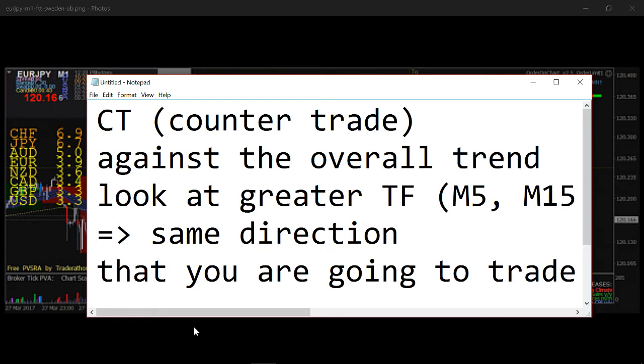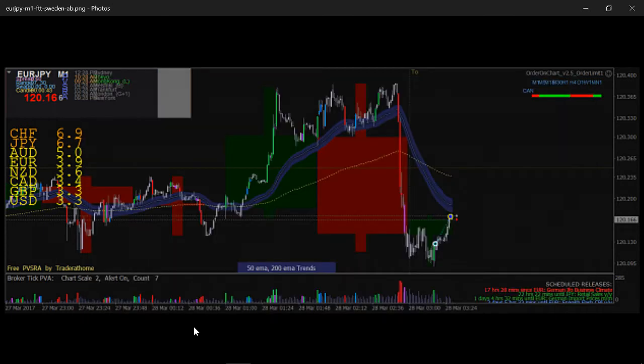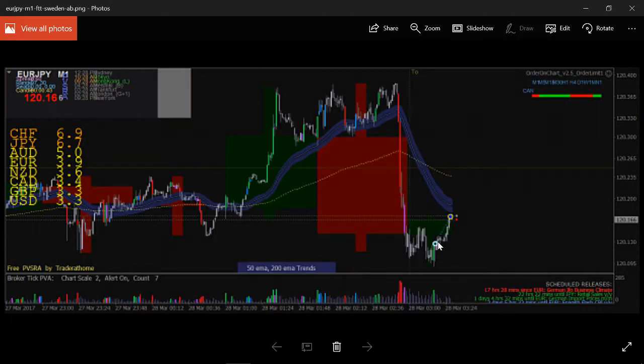It's a counter trade on M1. But when you look at M5 and M15, usually, not always, but most of the time, you trade in the same direction that you're going to trade. What I mean is this. Although this was a bearish trend on M1, it was still bullish on M5 and M15. Unfortunately, I don't have the M5 and M15 charts to show you right now, but I remember that the overall trend of the move on M5 and M15 was bullish.